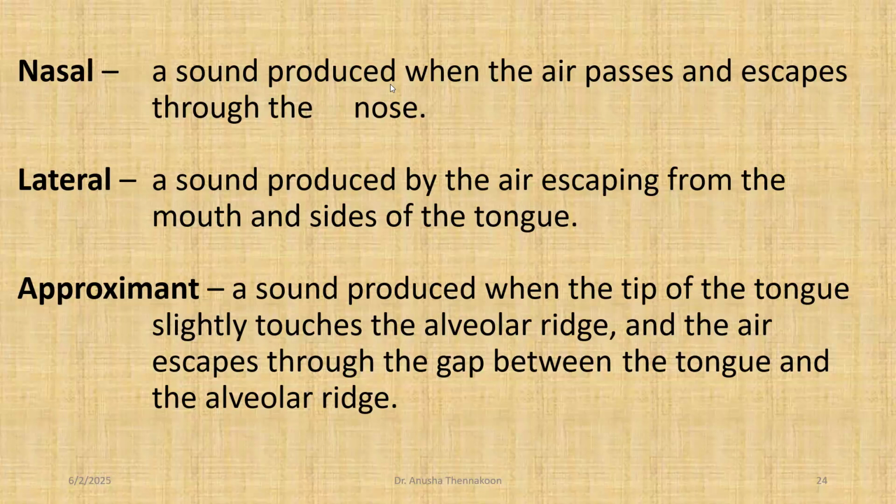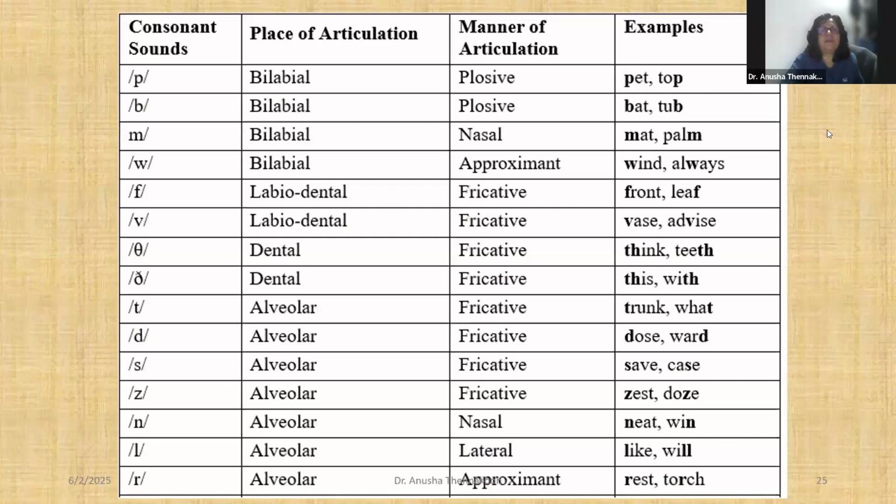So nasal sounds: a sound produced when the air passes and escapes through the nose. Then lateral: a sound produced by the air escaping from the mouth and the side of the tongue. Approximant: a sound produced when the tip of the tongue slightly touches the alveolar ridge and the air escapes through the gap between the tongue and the alveolar ridge. These are very tough sounds to produce. Here you can see examples.